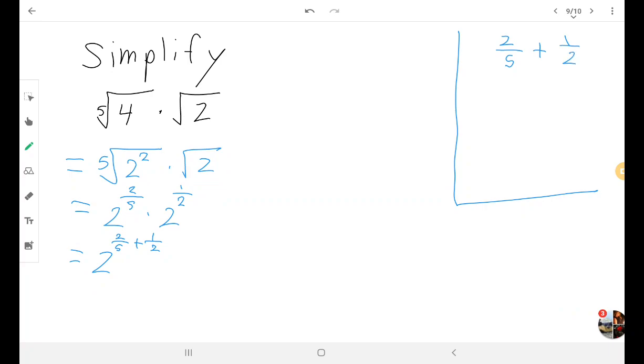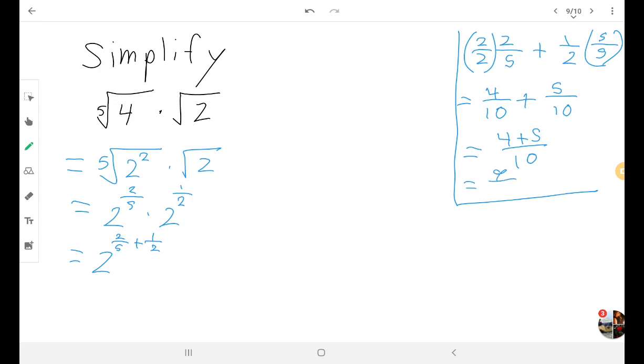And I'll do the same thing. I'll use the denominator, so I'll multiply this side by 2 over 2. I'll multiply this side by 5 over 5. And that'll get me 4 over 10 plus 5 over 10, which is 4 plus 5 all over 10, which is, of course, 9 over 10. So then this is 2 to the 9/10 power.